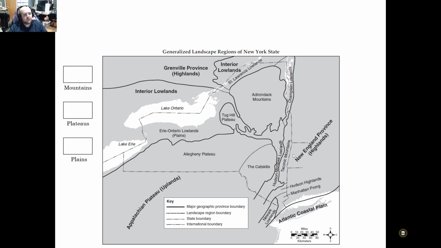So you can actually look at what the landscape is for the location that we are. If you look down to Long Island, we're called the Atlantic Coast Plains. So Long Island is relatively flat and low-lying. It's a plains. So you can see that for each of the different areas of New York State.